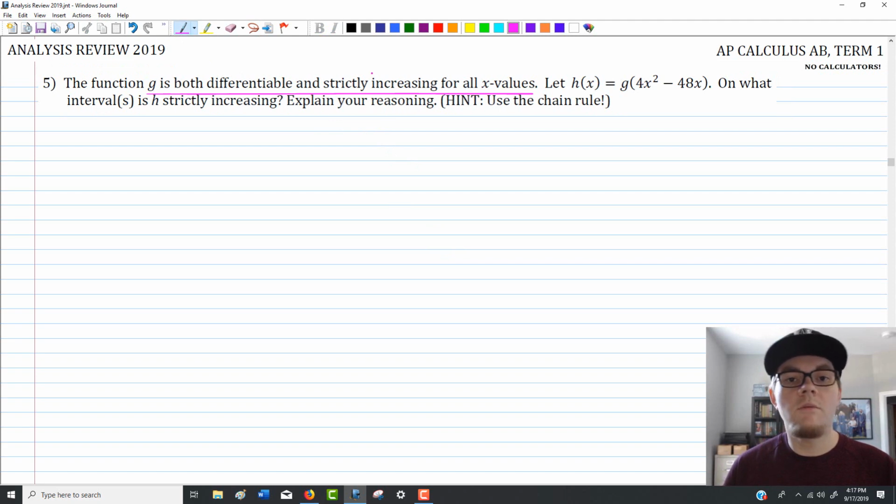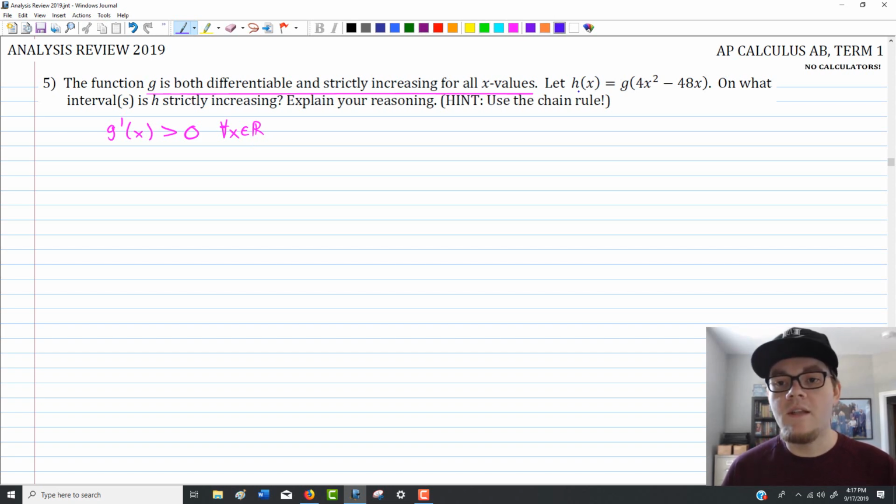If g is differentiable and strictly increasing, that tells us right off the bat that g prime of x is always greater than 0. Not greater than or equal to 0, but literally greater than 0. It's always positive. That's true for all x, and that's what that little upside down A means: for all x that are out there in terms of the reals. So in other words, no matter what we put into g, g prime will end up being positive. Keep that in mind.